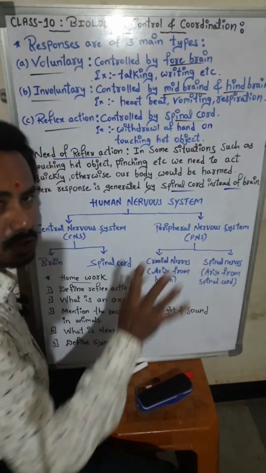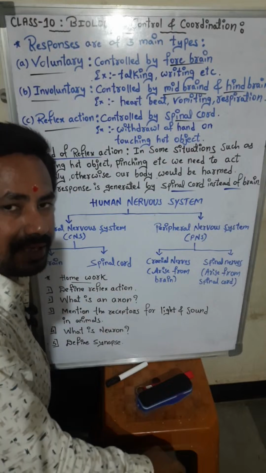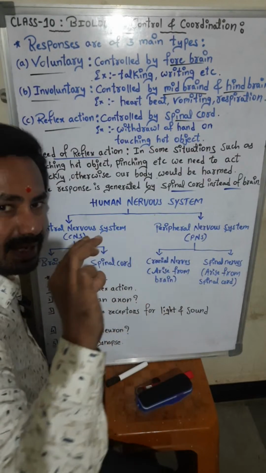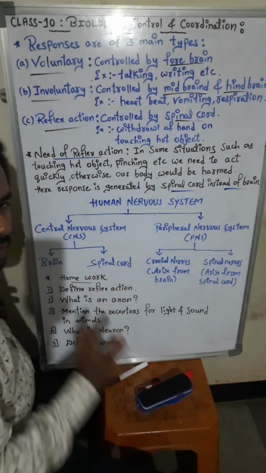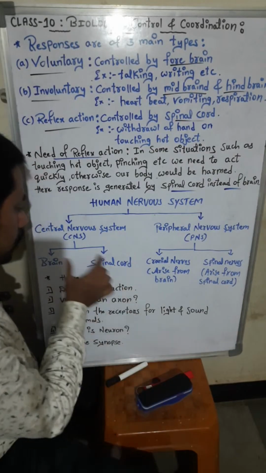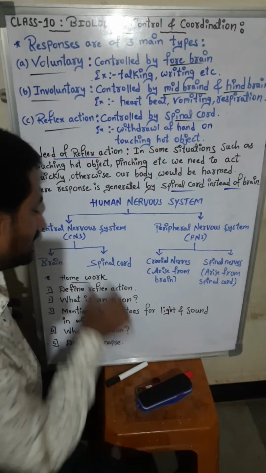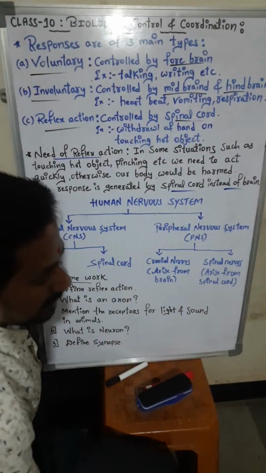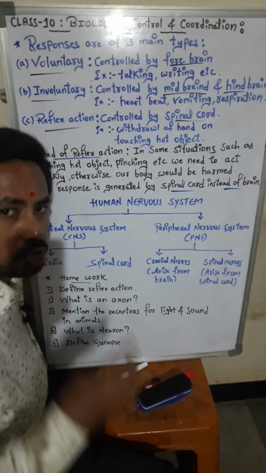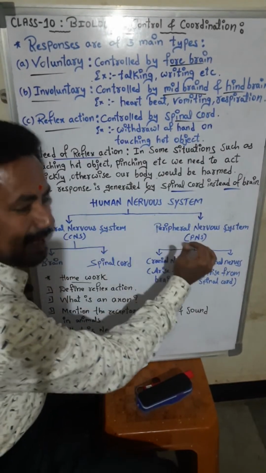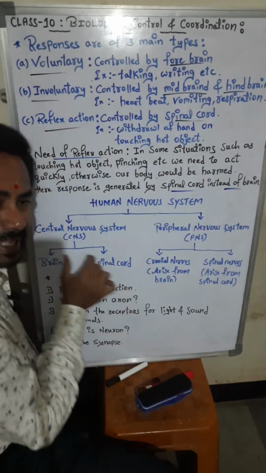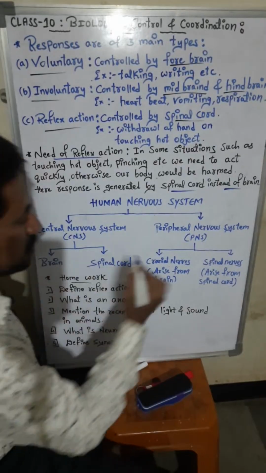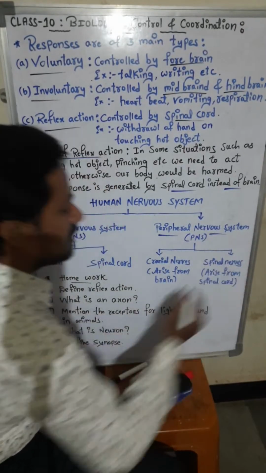And very little information on the PNS is given in your textbook. Regarding PNS, very little information, and the spinal cord we are going to study. Not only the spinal cord, the brain also. That is the central nervous system. So the human nervous system is divided into three parts: CNS, PNS, ANS. CNS means central nervous system. PNS means peripheral nervous system.